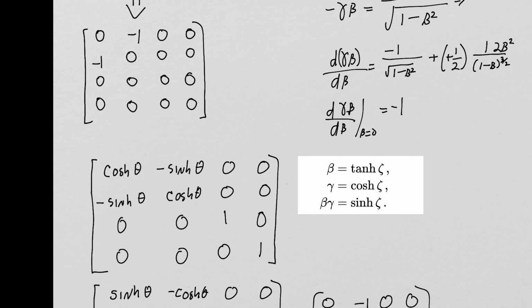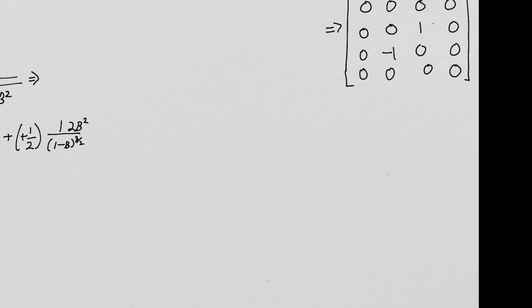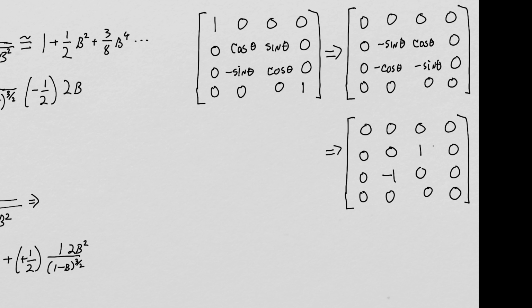Anyway, so we've discovered the generator of a boost. That was pretty good. Now, what about the generator of a rotation, right? Well, we know what a rotation looks like. Again, we know the finite form of a rotation. Here's a rotation about the x-axis. We take those derivatives of each term, we evaluate at theta equals 0, and we end up with this generator of a rotation. So we can do this for each of the things.